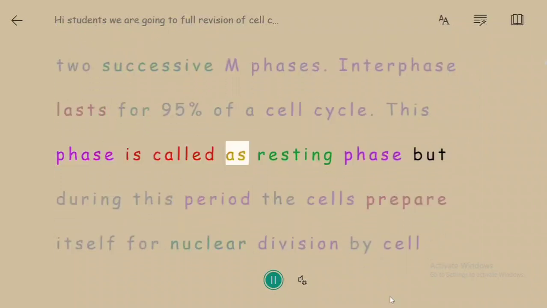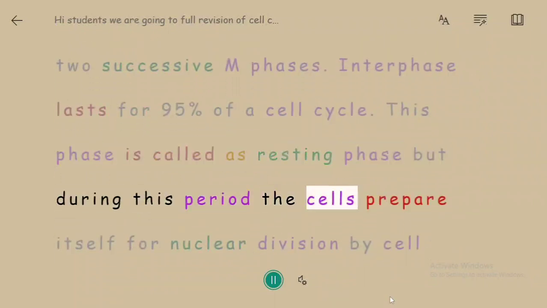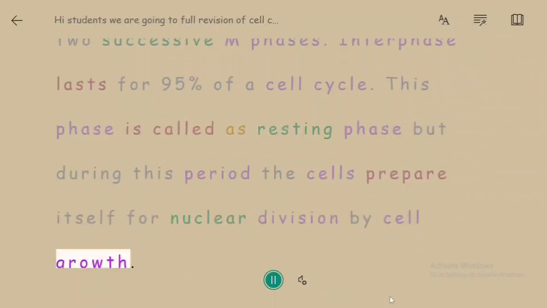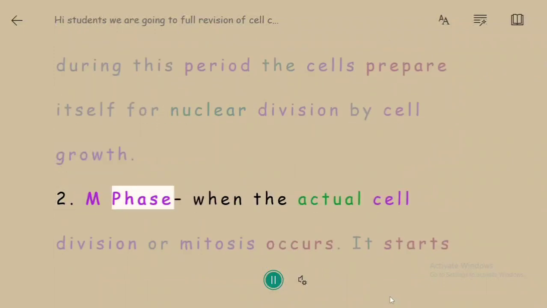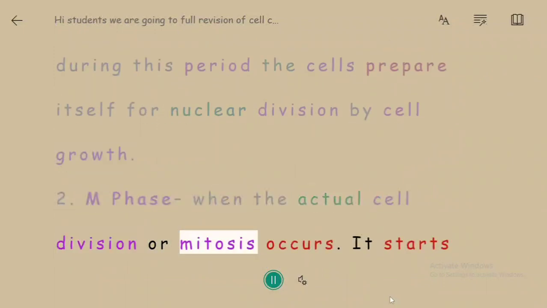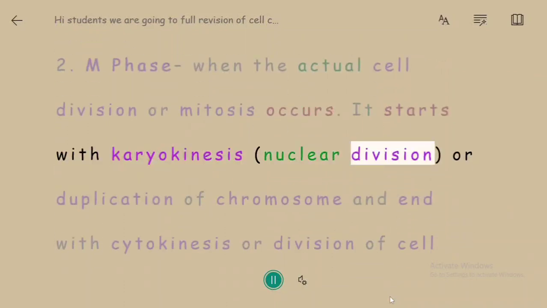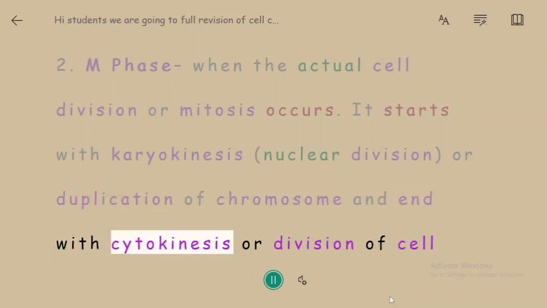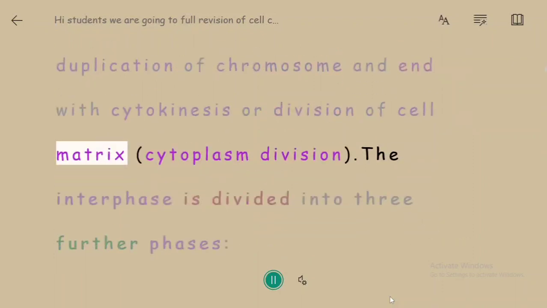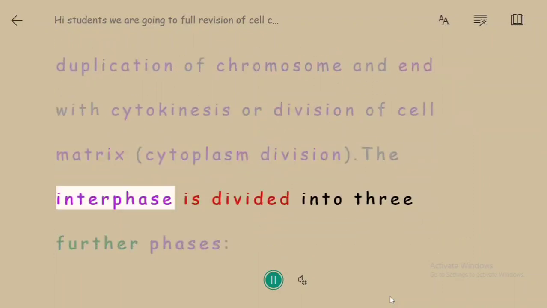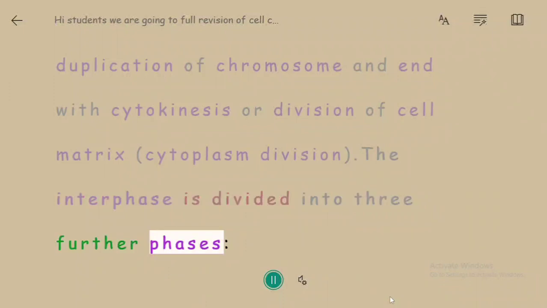This phase is called the resting phase, but during this period the cell prepares itself for nuclear division by cell growth. 2. M phase, when the actual cell division or mitosis occurs. It starts with karyokinesis, nuclear division or duplication of chromosomes, and ends with cytokinesis, or division of the cell matrix, cytoplasm division. The interphase is divided into three further phases.